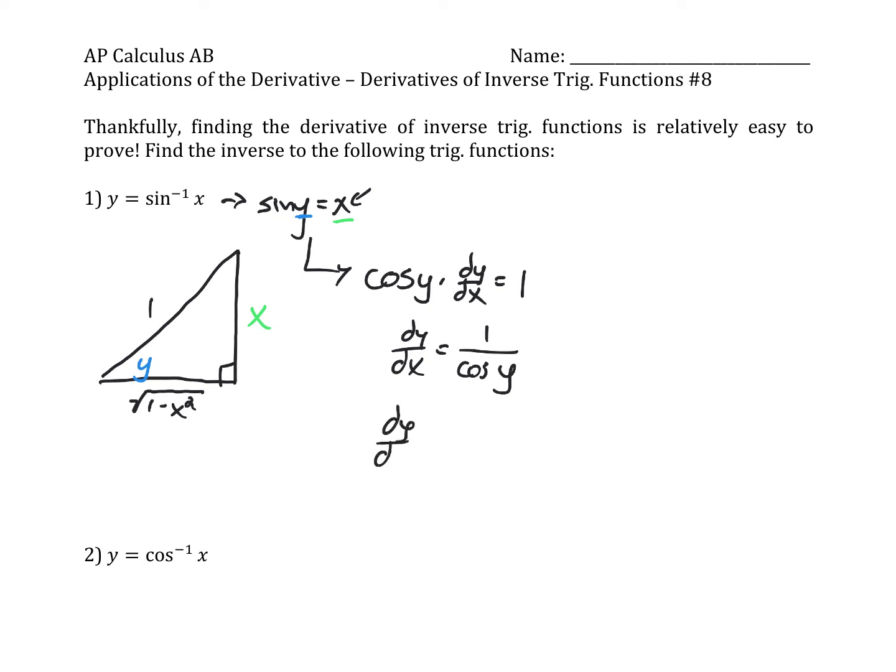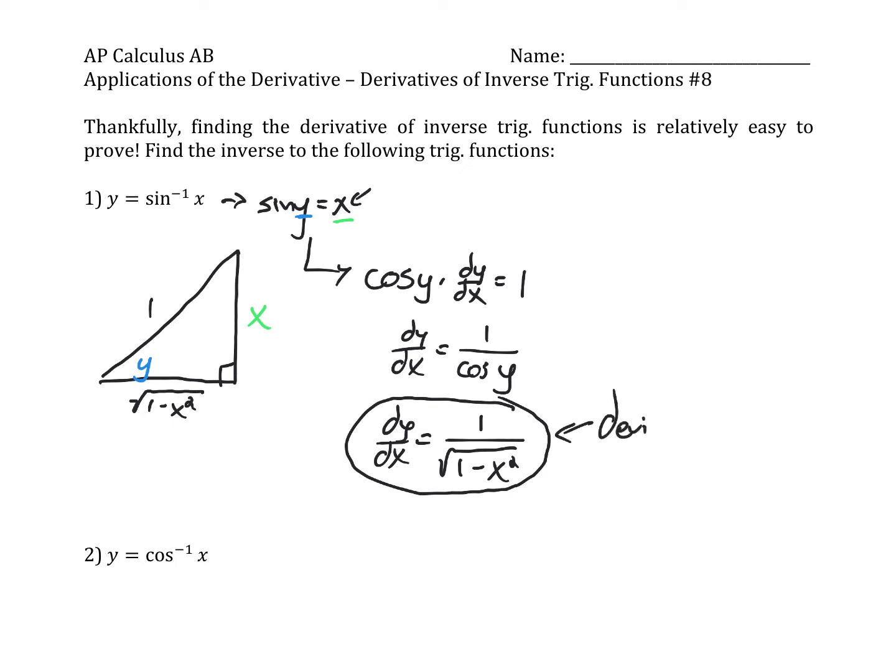So I could think of it as dy over dx equals 1 over the square root of 1 minus x squared. This right here, guys, dy over dx equals 1 over root 1 minus x squared, is our derivative of inverse sine of x. So if I were to ask you what is the derivative of inverse sine of x, it would be 1 over the square root of 1 minus x squared.